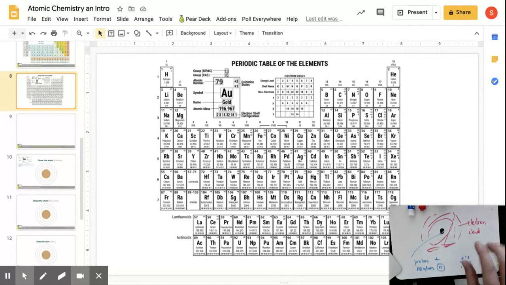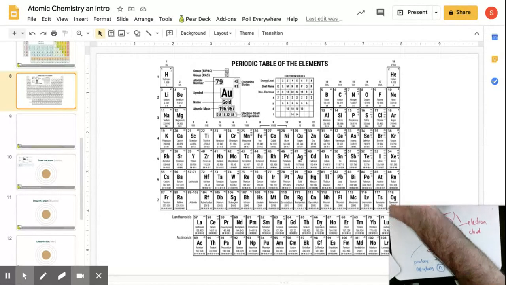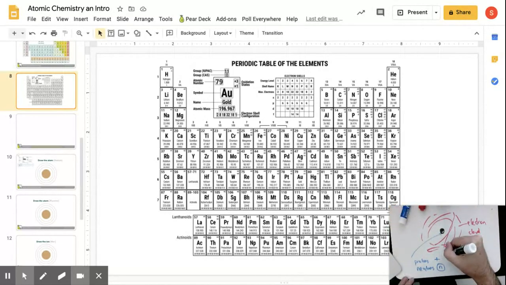Now the other thing to point out is that when we talk about weight with protons and neutrons, we give them sort of an arbitrary number. The arbitrary number is what we call 1. So protons have a mass of 1 AMU. AMU stands for atomic mass unit. Now neutrons also weigh 1 AMU.